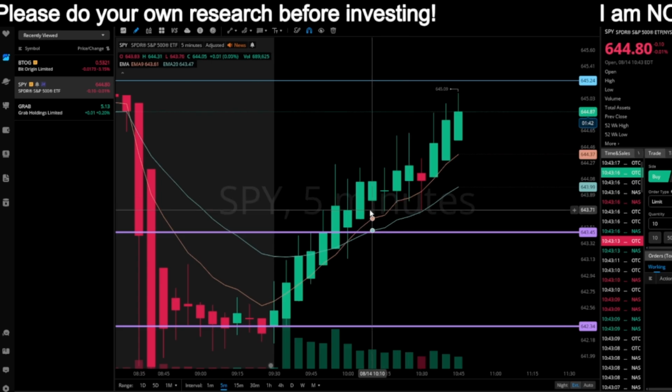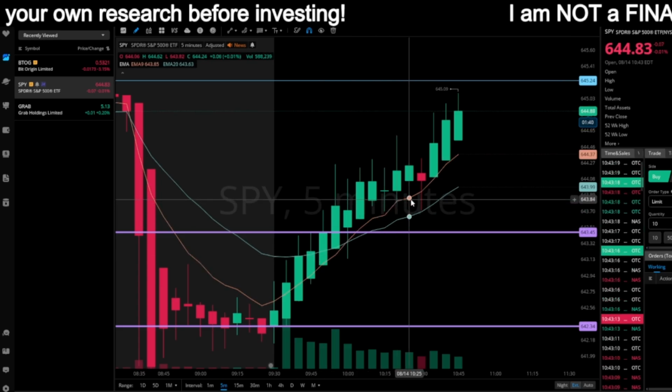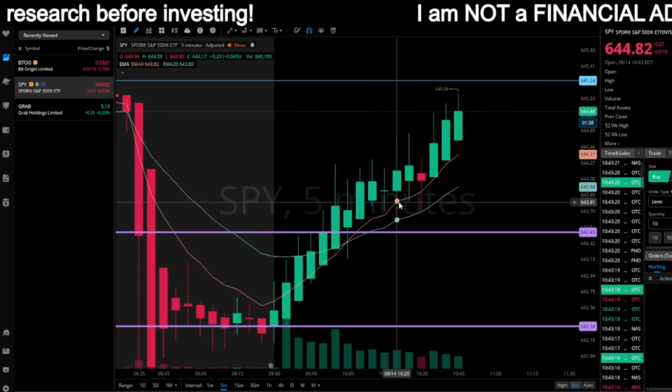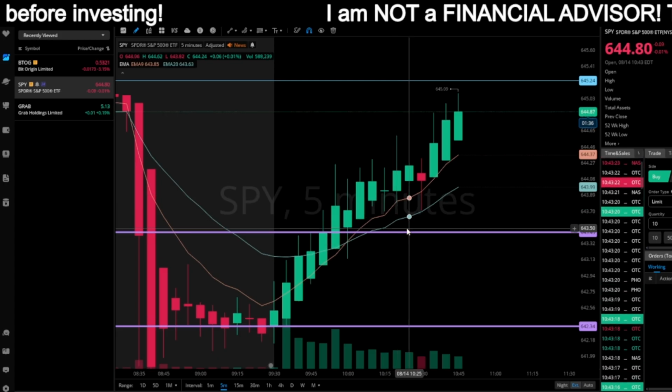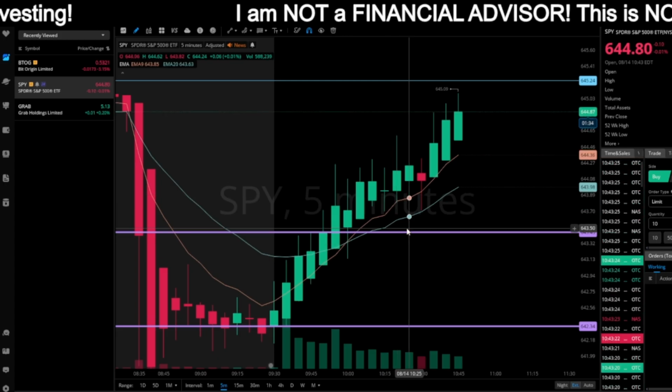Because what could have happened here, as you can see, it retested that 9 EMA multiple times. I think if it broke this, it could have been a nice reversal, and that would have been a problem for me personally. So that's kind of what we did, and we wrote it out here.